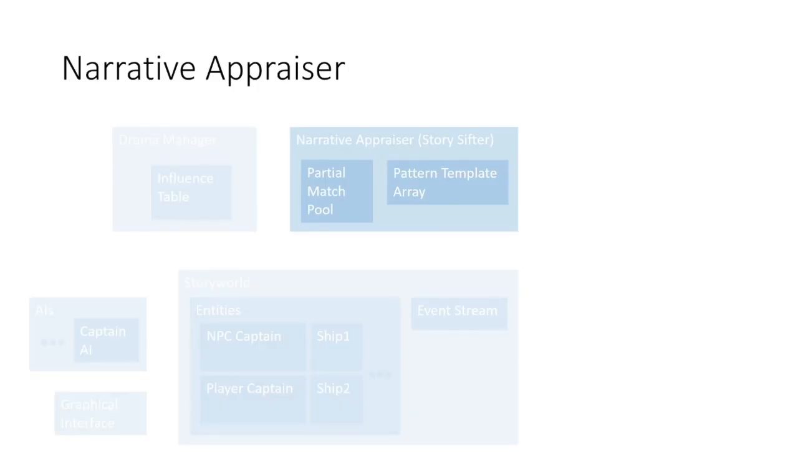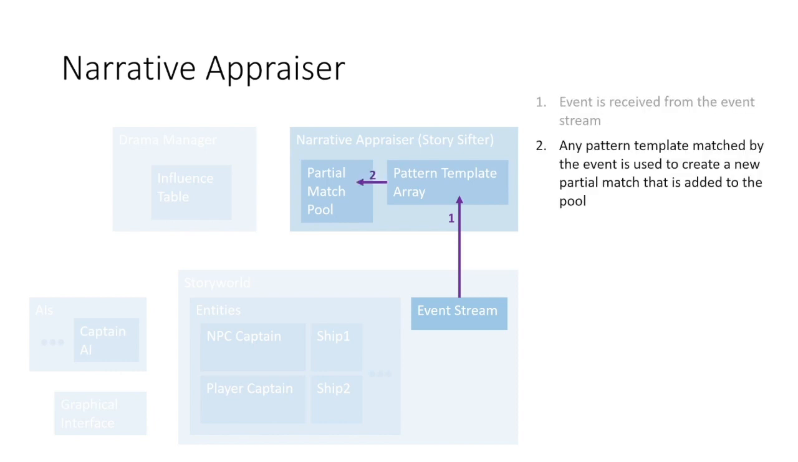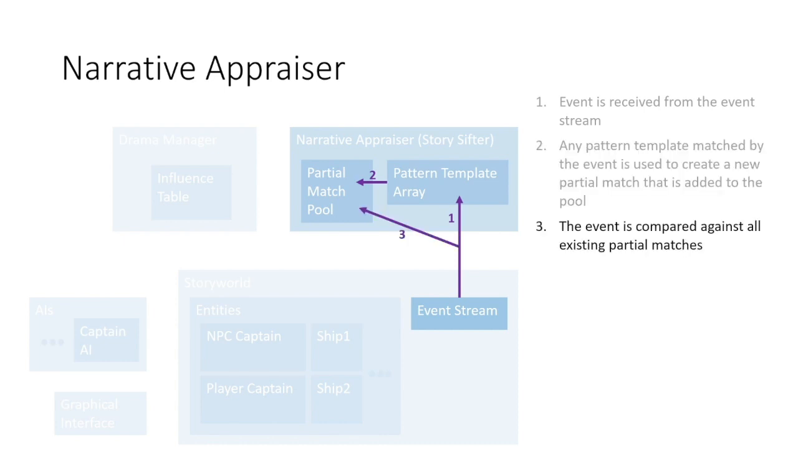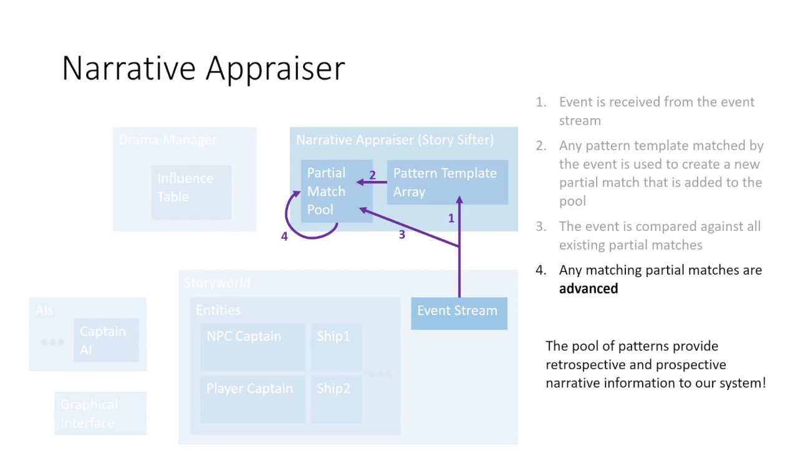So let's see this within the narrative appraiser. An event is received from the event stream. Any matching templates create a new partial match and add it to the partial match pool. The same event is passed to all the existing partial matches, and each try to match that event with its next query or any of its invalidations. And that's it. The pool of partial matches now contains information about dramatic sequences that are currently taking place and the possible futures that would complete those sequences. This is the information we use to inform the intervention of our drama manager.